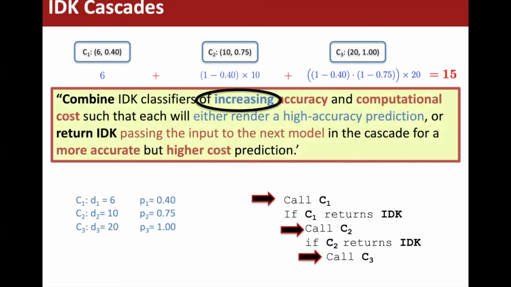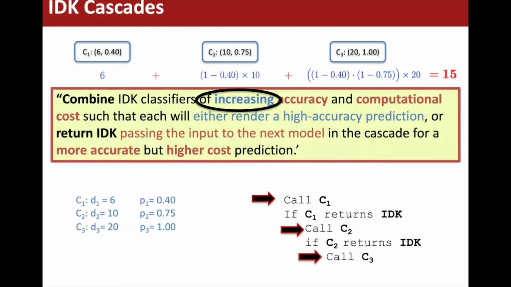Returning to the quote in the original paper by Wang and his colleagues, observe that they had suggested we cascade the classifiers in order of increasing accuracy, the BI parameters, and computational cost, the DI parameters. And this is indeed what we have done in our example. BIs and DIs are all least for C1, most for C3, and intermediate for C2.